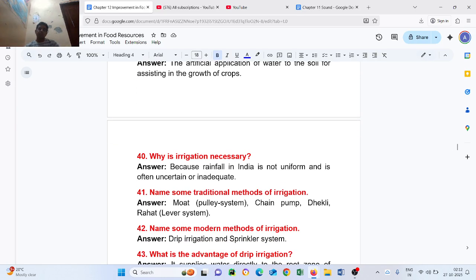Question number 40. Why is irrigation necessary? Because rainfall in India is not uniform and is often uncertain or inadequate. Question number 41. Name some traditional methods of irrigation. Moat pulley system, chain pump, Jackley, Rahat, lever system.